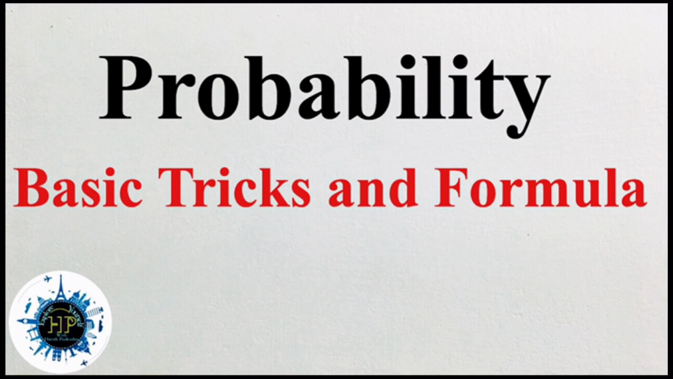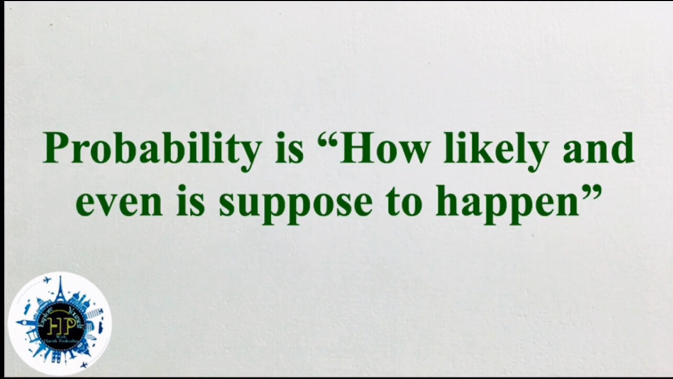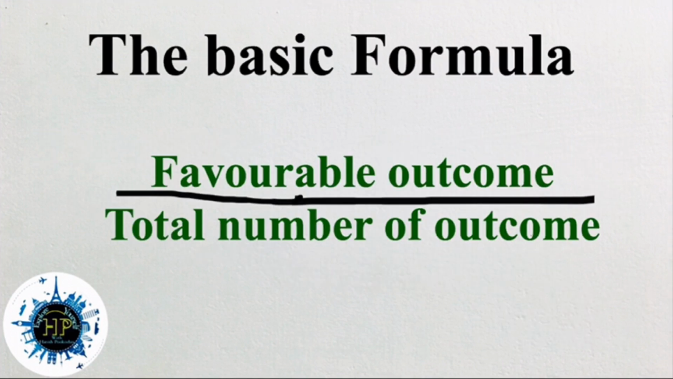So first, simply say that probability is how likely an event is supposed to happen. That is probability. So for solving the probability questions, there is a basic formula. This is the basic formula, that is favorable outcomes divided by total number of outcomes. That is the basic formula for solving all probability questions.